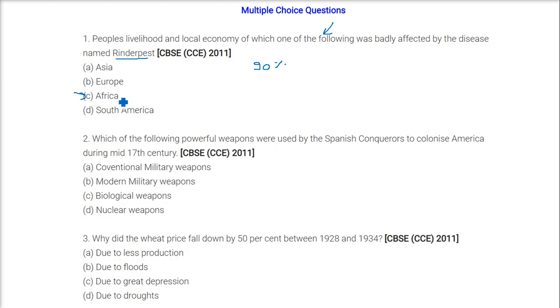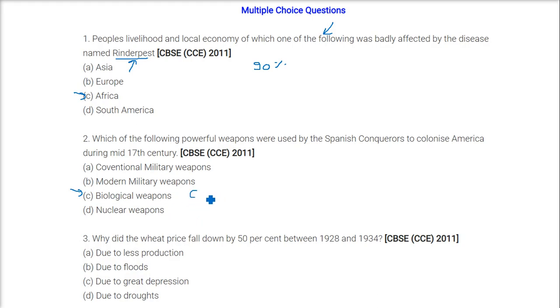African people were not working at that time. They don't know payment, salary. They are only dependent on their livestock, and these livestock were badly hurt by rinderpest. Which of the following powerful weapons were used by the Spanish conquerors to colonize America during mid-17th century? The answer is biological weapons.